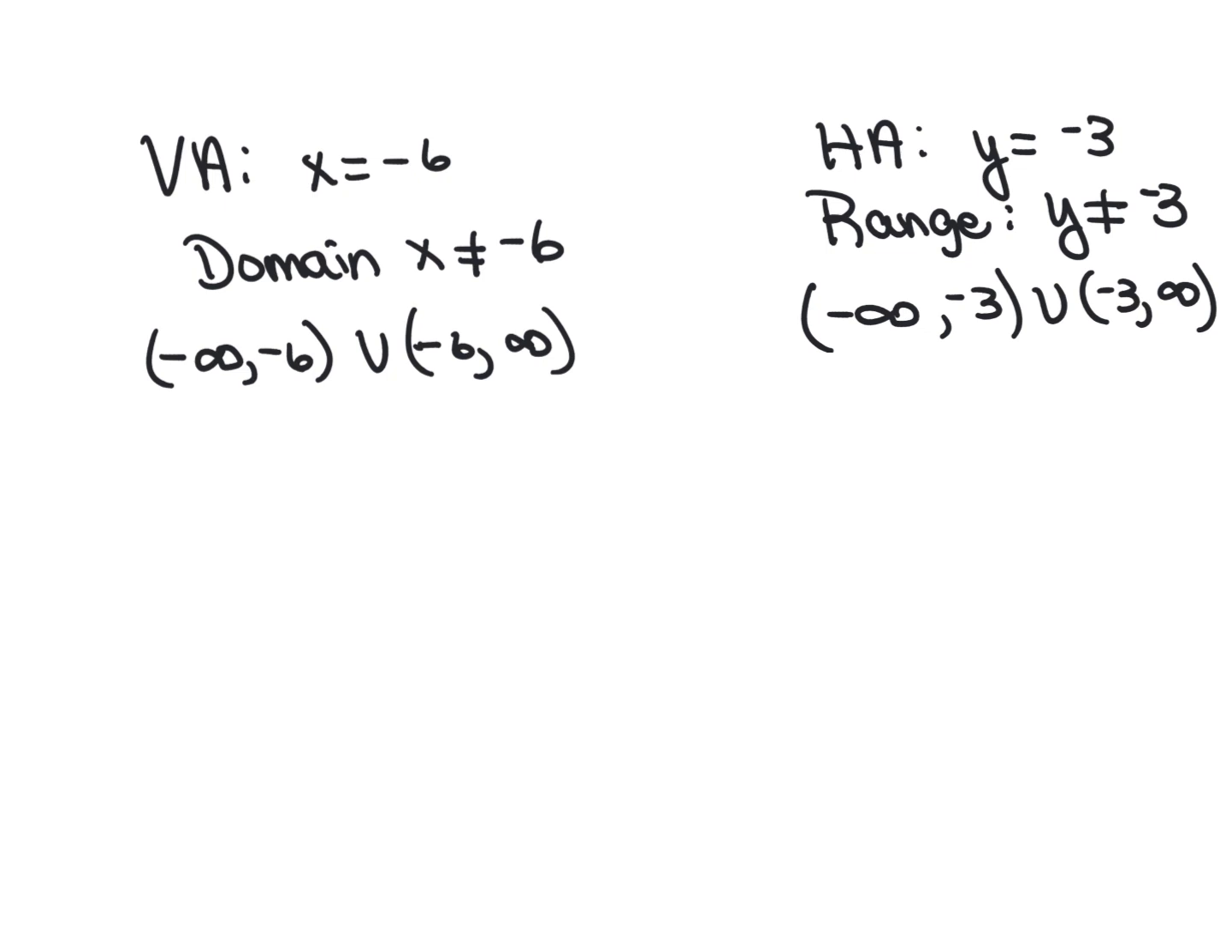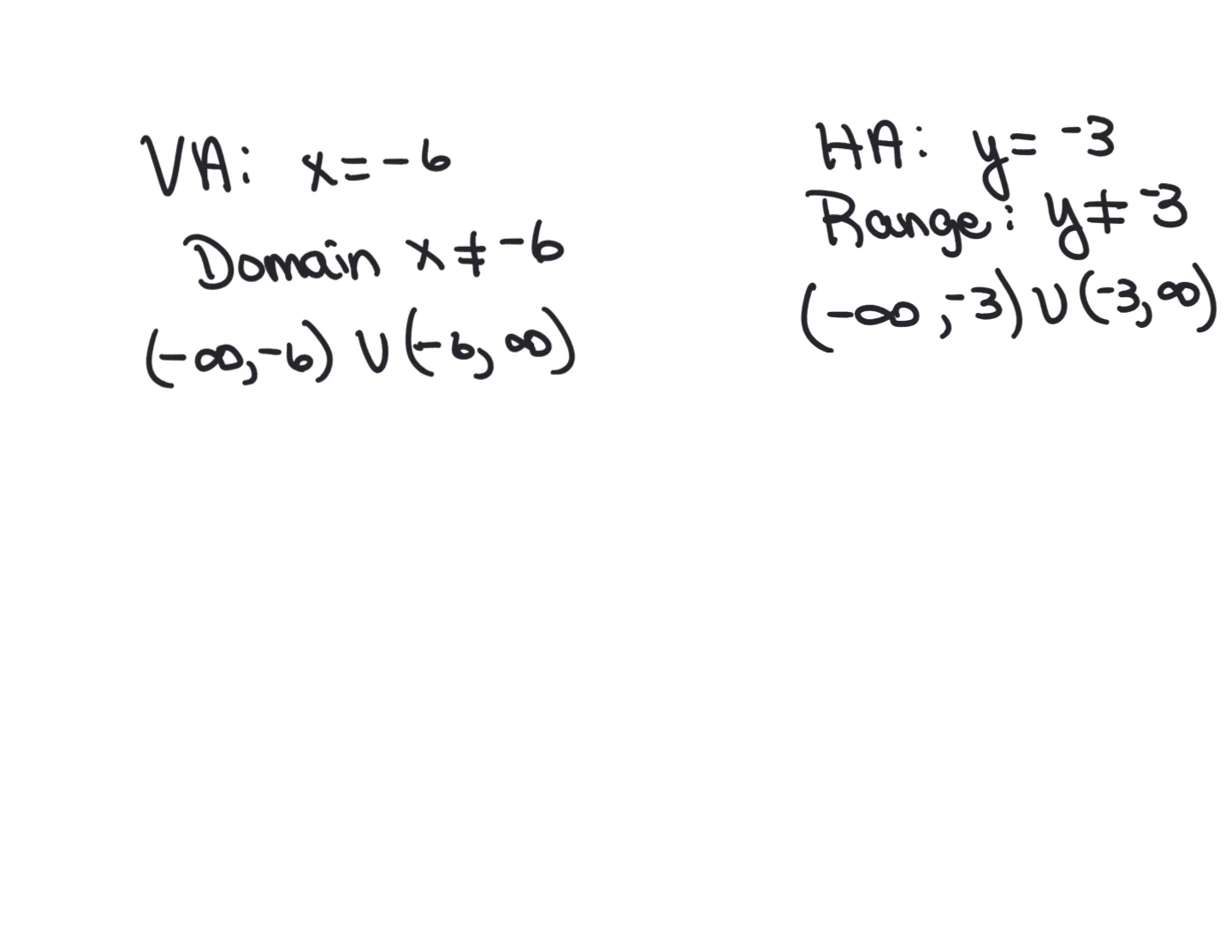In order to write this in correct notation, since the vertical asymptote x equal negative 6 means that your domain cannot equal negative 6, I would write my domain as negative infinity to negative 6 union negative 6 to infinity. And what this means is that it includes all numbers except for negative 6.